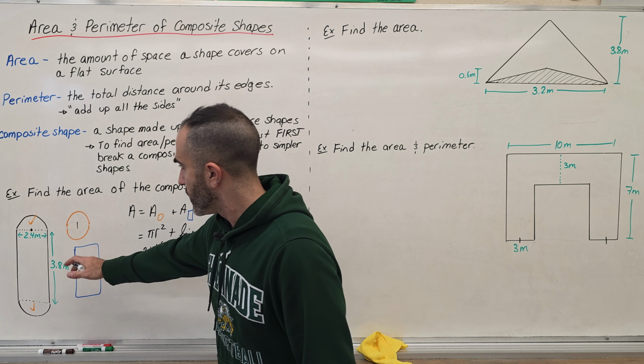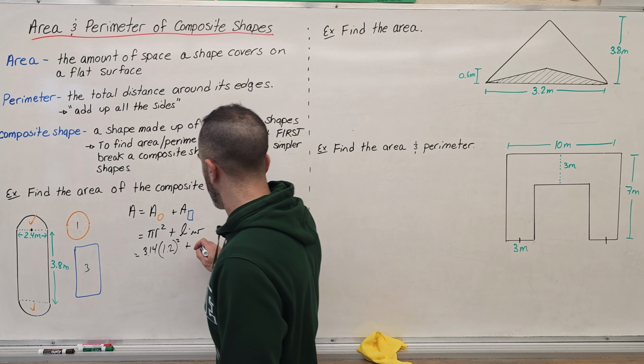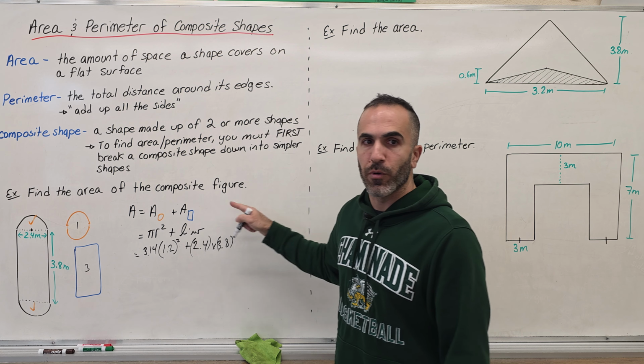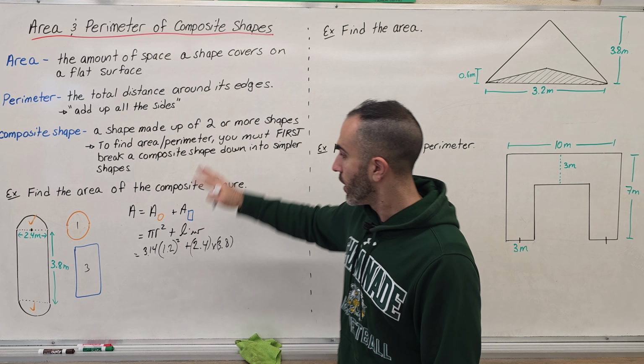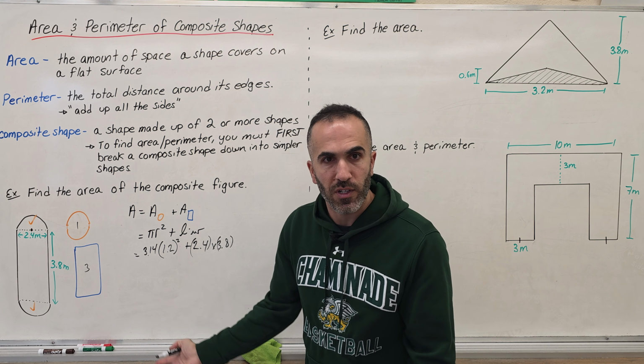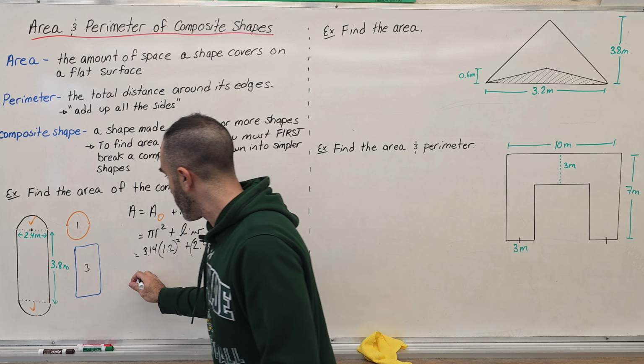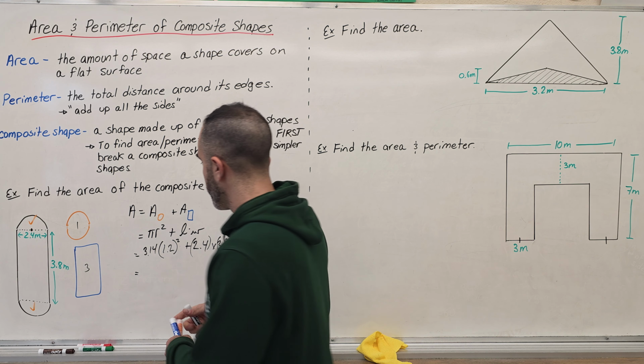Plus, this is an easy one, length times width, 2.4 times 3.8. Now, if you want to do these separately, like area of a circle, do it, area of a rectangle, do it, add the two numbers at the end, you can do it that way too. But it's nice to have a full format when you're doing math, especially when you get to higher levels.